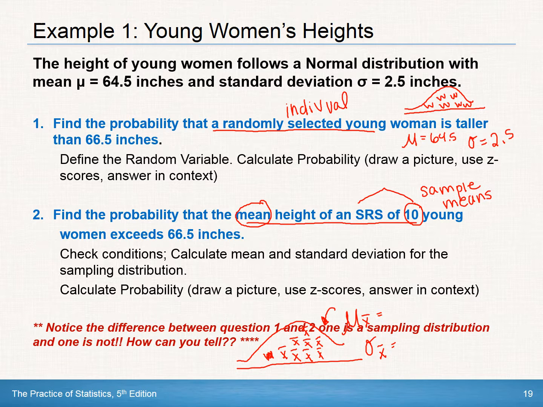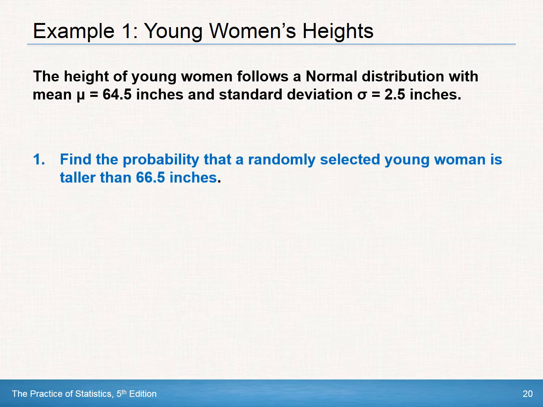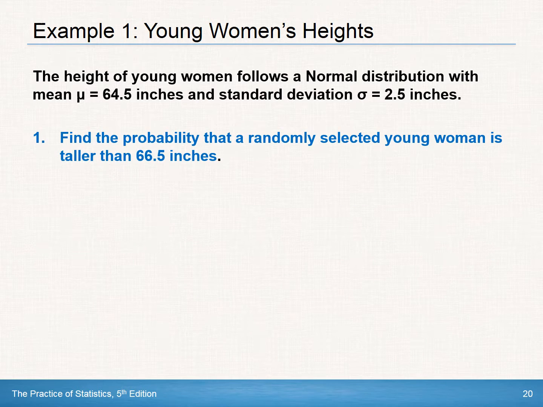Hopefully you notice the difference between question 1 and 2. Question 1 is not a sampling distribution. It's the distribution of a population. Number 2 is a sampling distribution. For 1, find the probability that a randomly selected young woman is taller than 66.5 inches. How did I know? Because it says a, so I know that I'm looking at an individual.